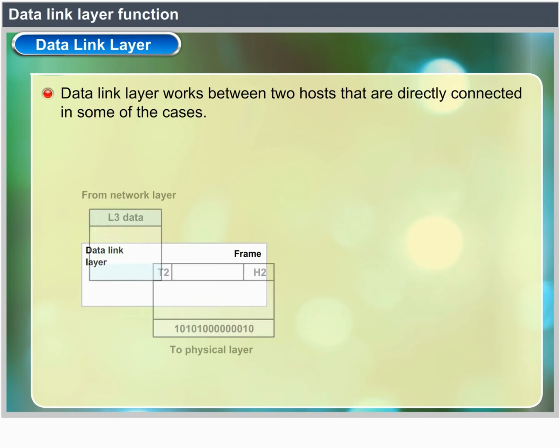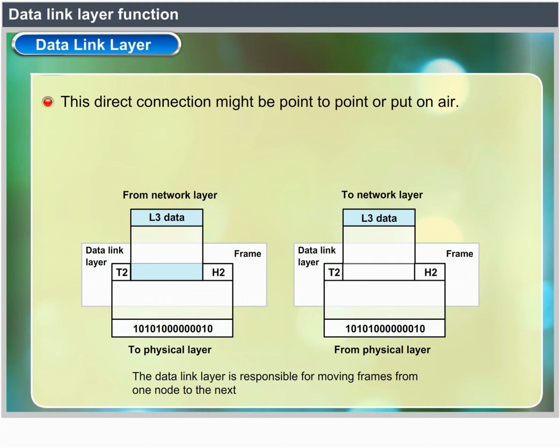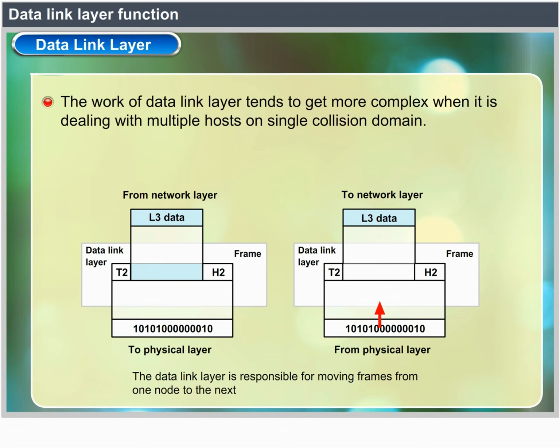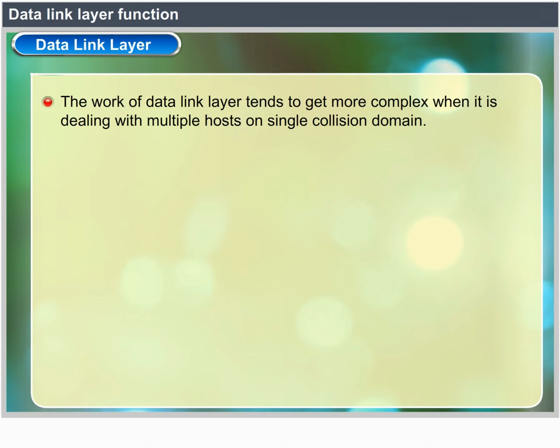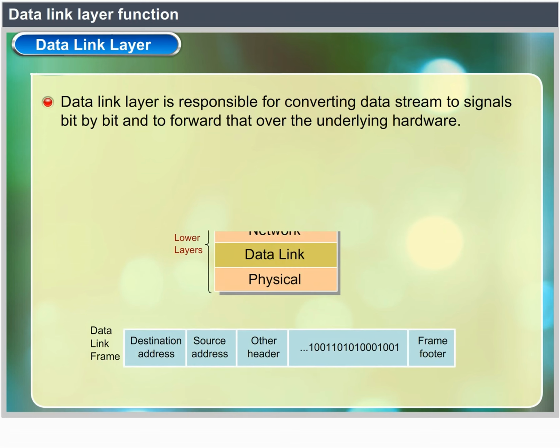The data link layer works between two hosts which are directly connected in some cases. This direct connection might be point-to-point or broadcast. Systems on a broadcast network are said to be on the same link. The work of the data link layer tends to get more complex when it is dealing with multiple hosts on a single collision domain. The data link layer is responsible for converting the data stream to signals bit by bit and sending that over the underlying hardware.